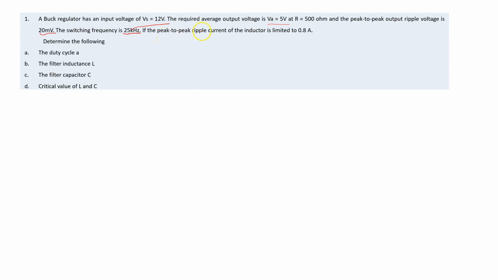If the peak-to-peak ripple current of the inductor is limited to 0.8 ampere, determine the following. So we have to find alpha, the filter inductance L, the filter capacitance C, and the critical value of L and C. So first we will write the given data.